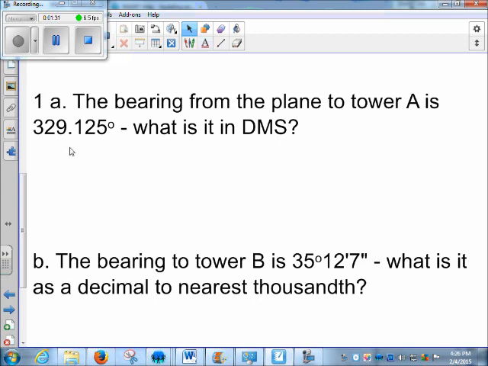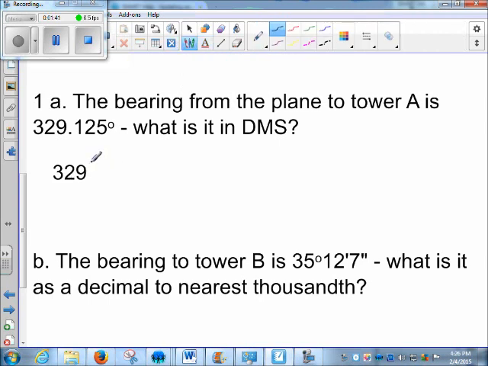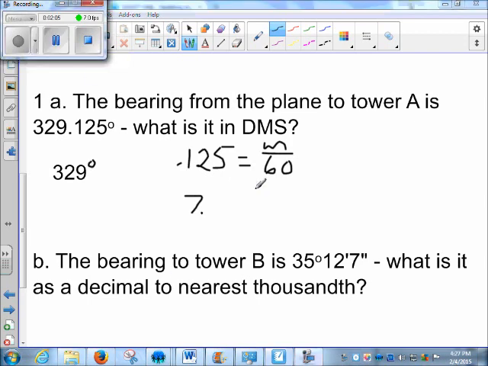So here, 329, that part is just fine. You don't need to do anything to that. That's 329 degrees. But for the 0.125, it's 125 thousandths. But how many minutes is that? So each minute is 1/60th of a degree. To find out how many minutes there are, we set up this proportion, solve for m, and you find that this is 7.5 minutes.